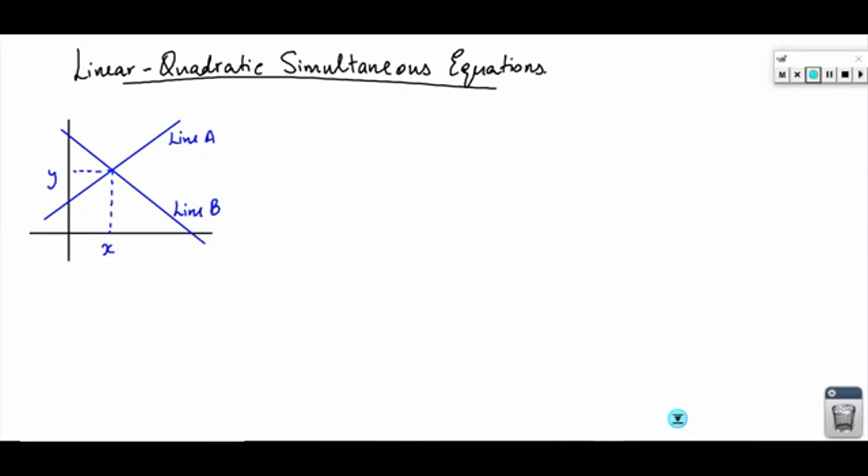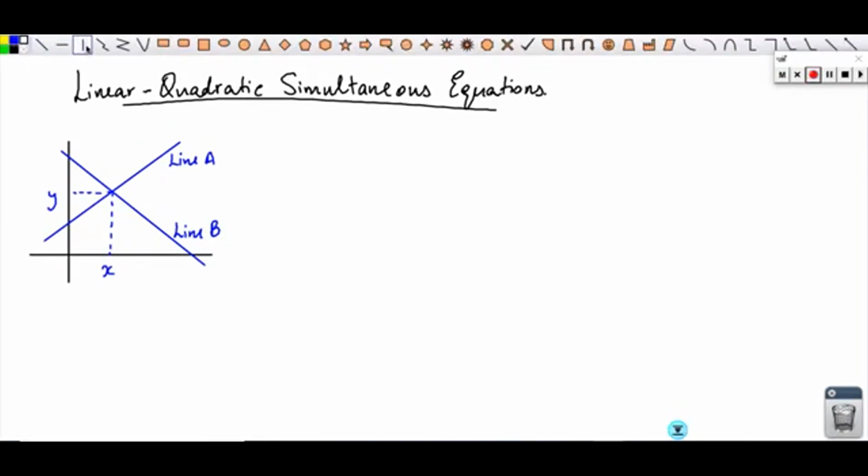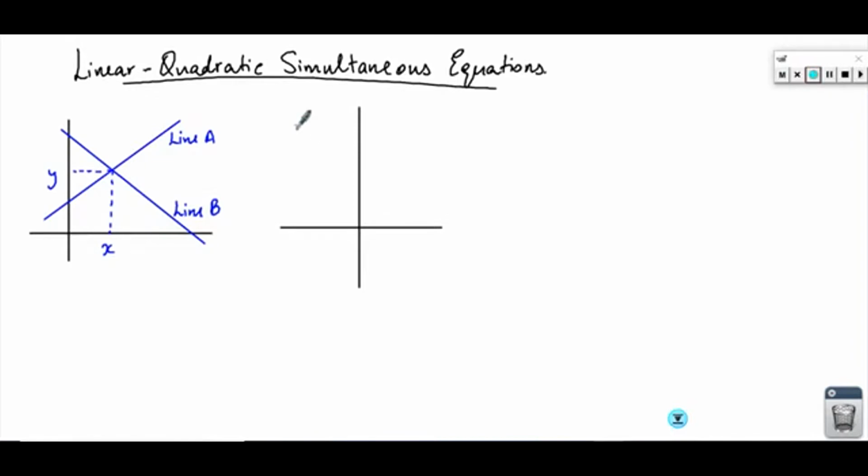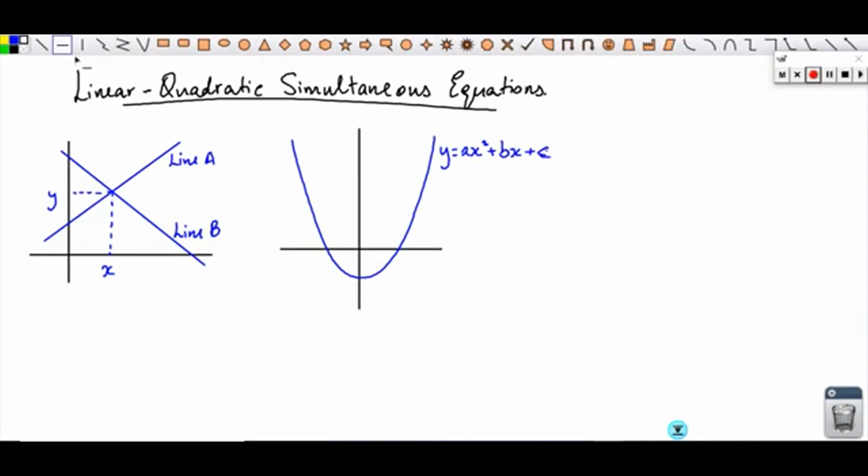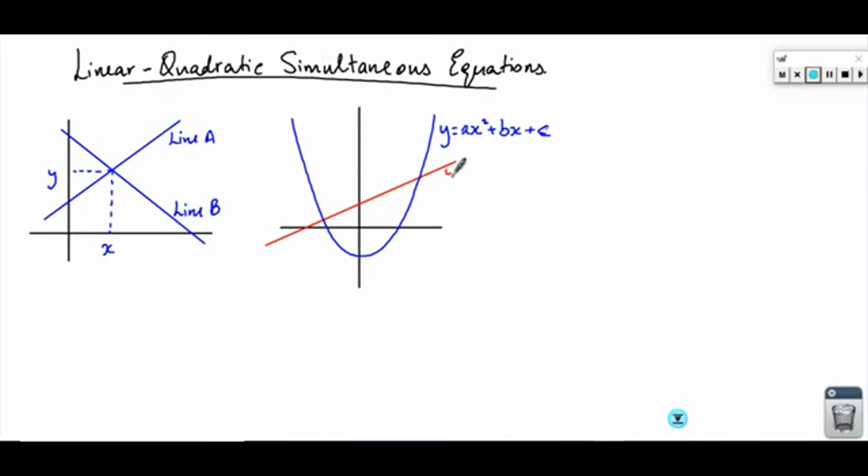Now, if we have one linear and one quadratic, we're going to have varying solutions. So, for example, I can have a quadratic equation of the form y equals ax squared plus bx plus c. And I want to have a straight line. So let's consider a straight line, y equals mx plus c. These two equations meet at two distinct points.